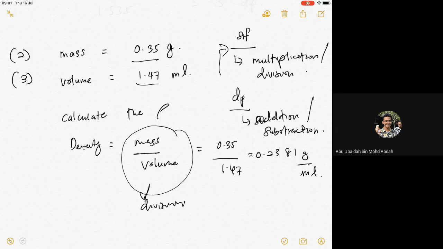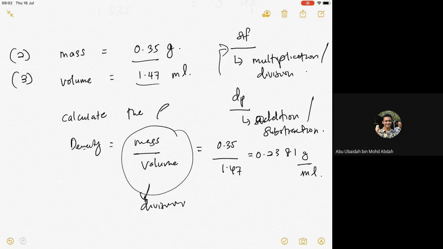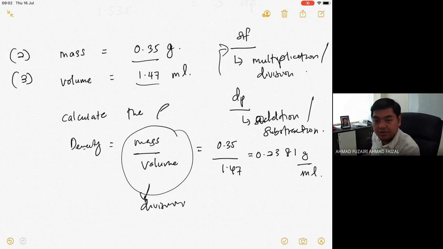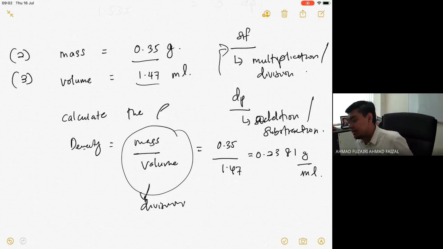Bukan masa density tu kena tukar unit tu ke? Gram kepada kilogram, mililiter ke liter. Betul. Tu saya cakap tadi. This is not the correct unit. I just want to show you the calculation dulu. Unit dia gram per milliliter. Obviously density should be kilogram per liter, dan kena tukar nanti. But I just want to show the calculation.